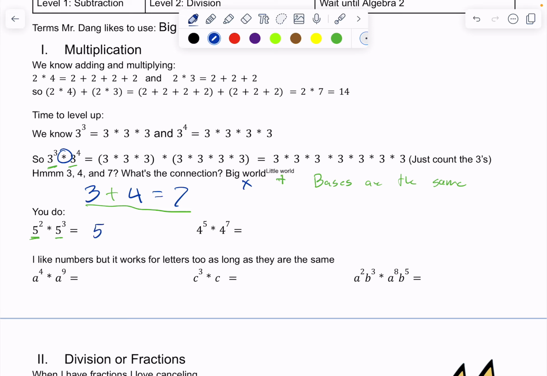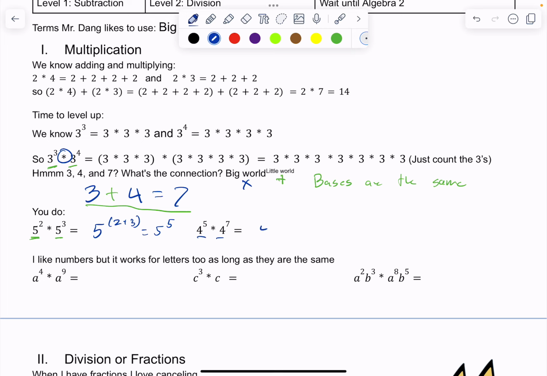This is a 5, and because we're multiplying, that means in the big world we multiply, in the small world we're going to add, which is the same as 5 to the 5th. For right now, I'm just going to ask you to leave it in exponent form. You don't have to solve out what this actually equals as one number.